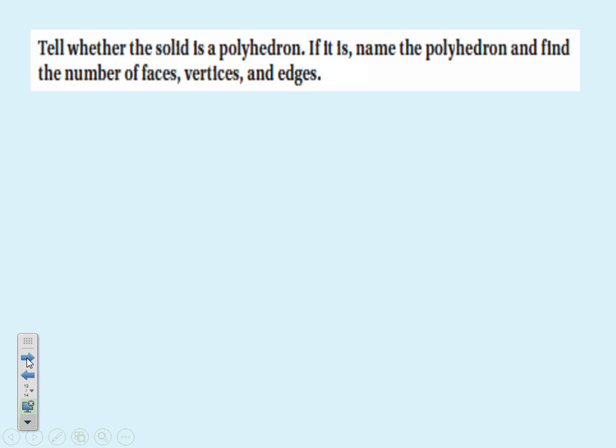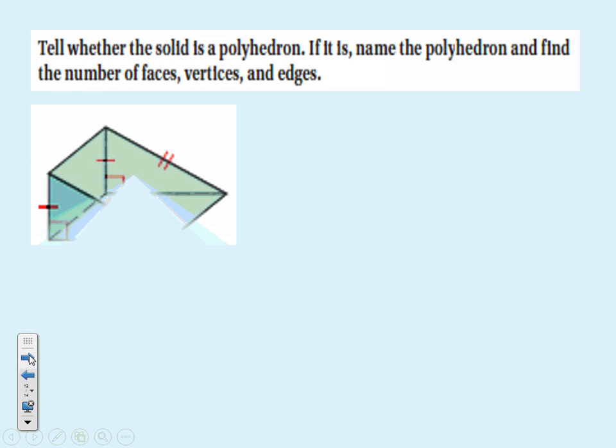So now we should take a look at some polyhedron, or see if they are polyhedron, name it, and then find the number of faces, vertices, and edges. You don't need to write this part down, but please watch. This guy right here, is he a polyhedron? Yes, because he has no curves. What is he? What's his name?